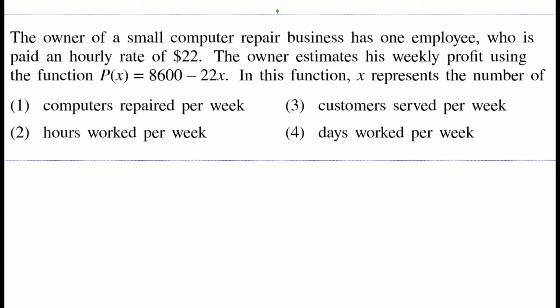The owner of a small computer repair business has one employee who is paid an hourly rate of $22. The owner estimates his weekly profits using this function. So we input how long the worker works for, and we output the profits. What is x? X is how many hours he worked for, because he's getting paid $22 for each hour.